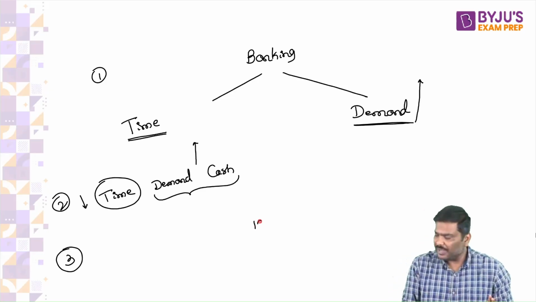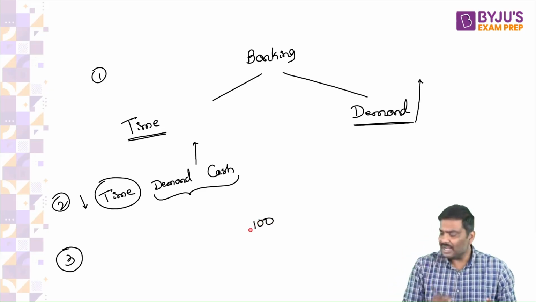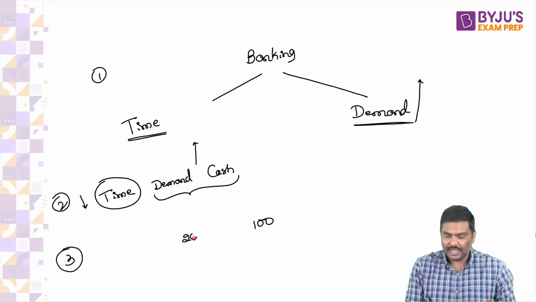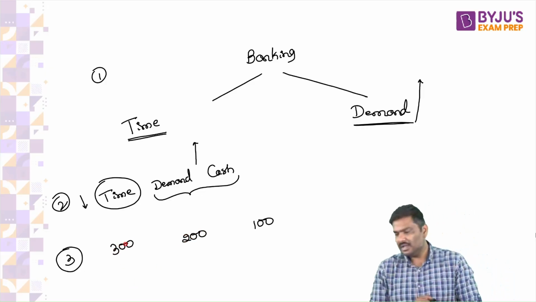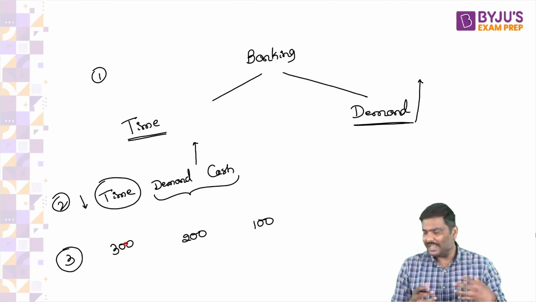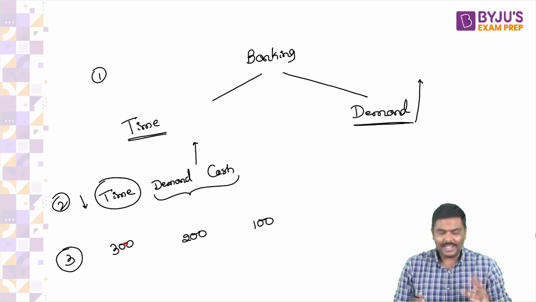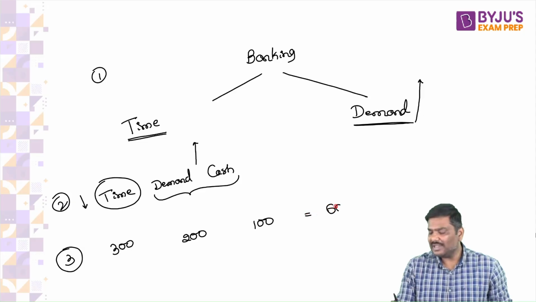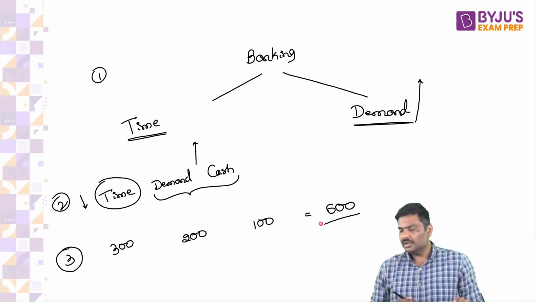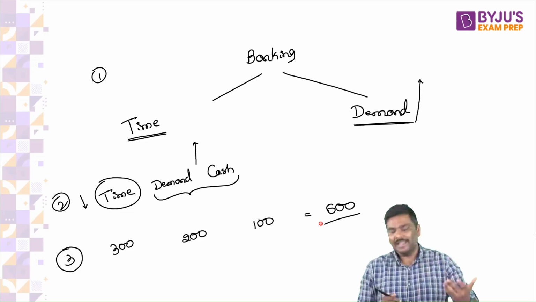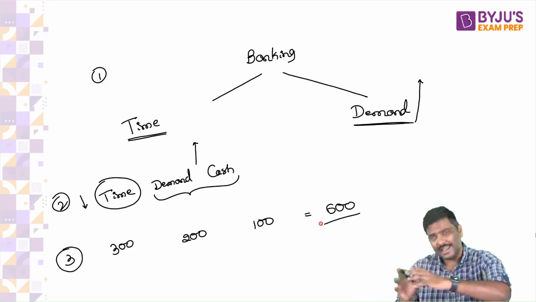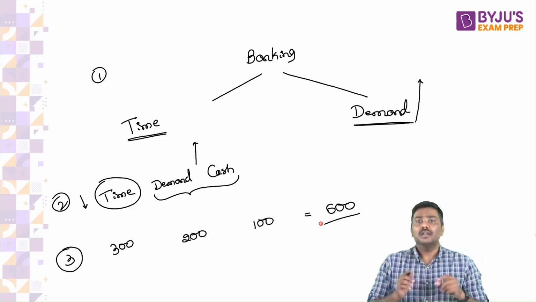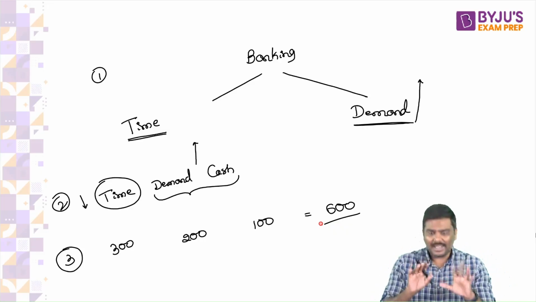Okay. Now, point number three. Imagine in the economy we have 100 rupee cash. In the demand deposit form, we have 200 rupee. And in the time deposit form, we have 300 rupee. The total amount of money is how much? 600 rupee in the economy. Total amount of money in circulation in the economy is 600 rupee.